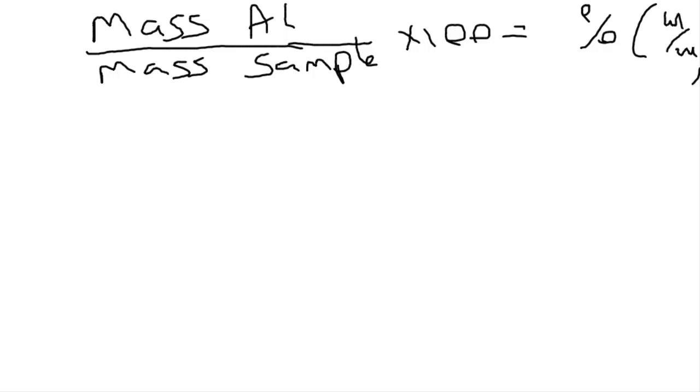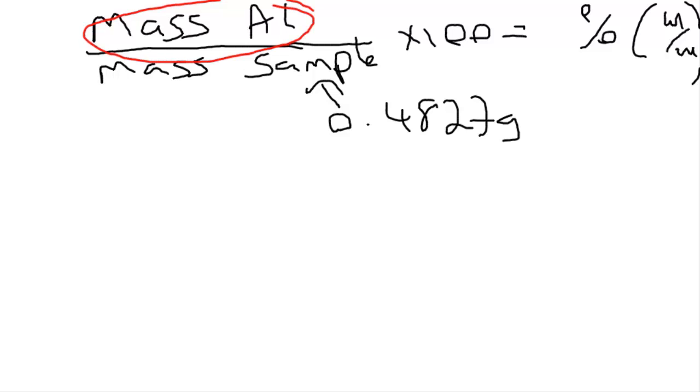Now we already know the mass of the sample that's given. So that is 0.4827 grams. So what we need to know is the mass of the aluminum. Okay, we're given the mass of precipitate.